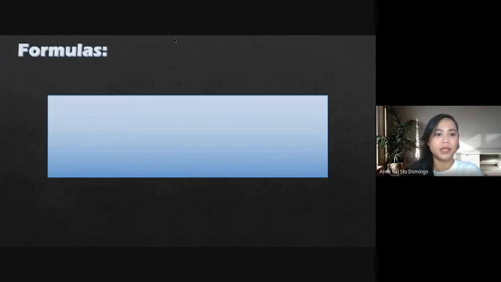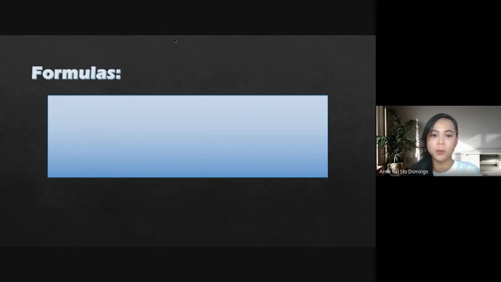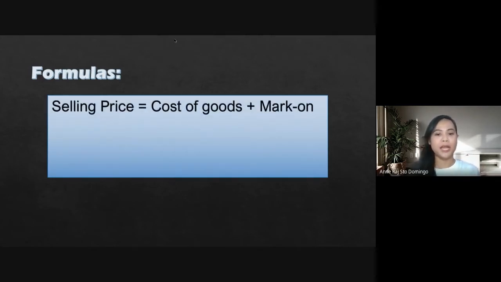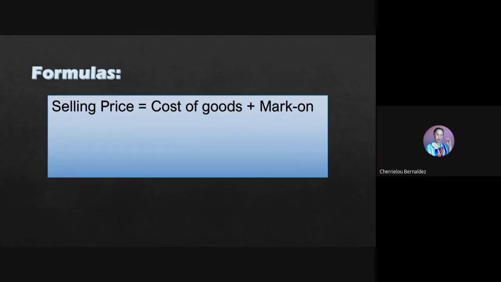Now, here are the formulas that we can use to compute the concept of the mark on. So, paano makukuha ang selling price? So, this is the cost of goods plus the mark on. Again, ano nga ulit ang mark on? Normally, ano yung included sa kanya na ina-add natin sa cost of goods para makuha yung selling price? What is the mark on again? Yes, Cherry Lou. Difference between the selling price and the cost.